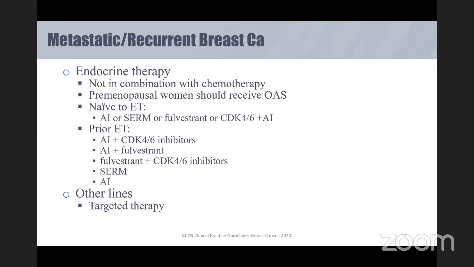Sometimes we can use a single agent if there are contraindications or the patient is in a very late stage. For the other lines, we check the targets: what kind of mutations do we have, and we use targeted therapy accordingly.